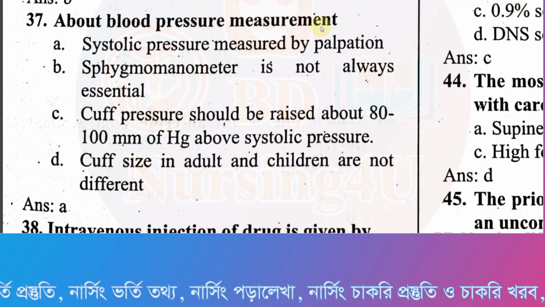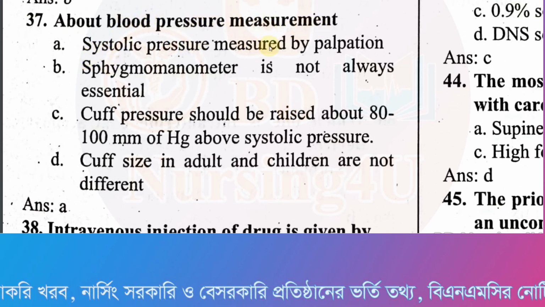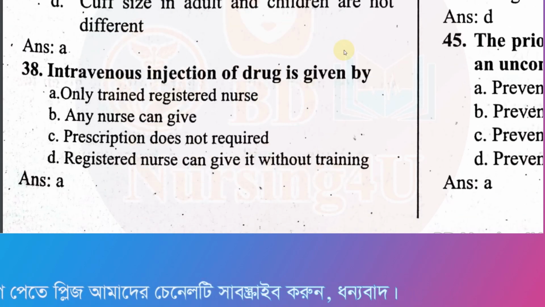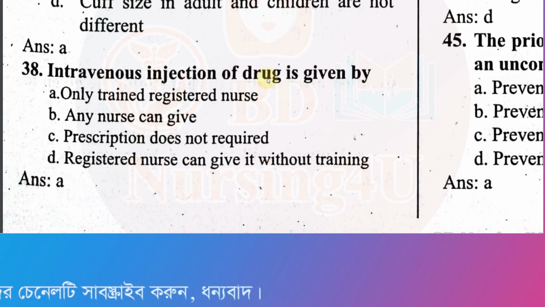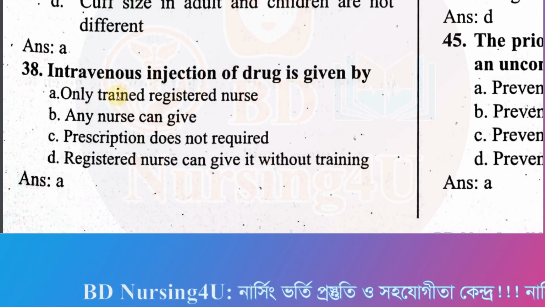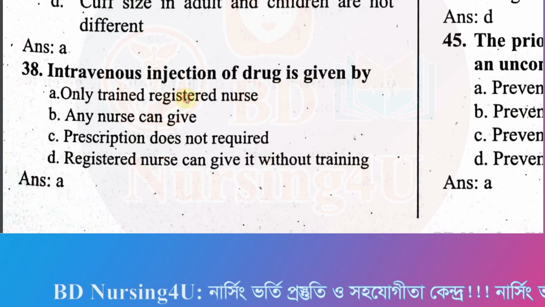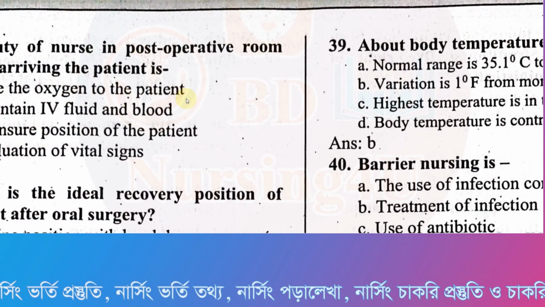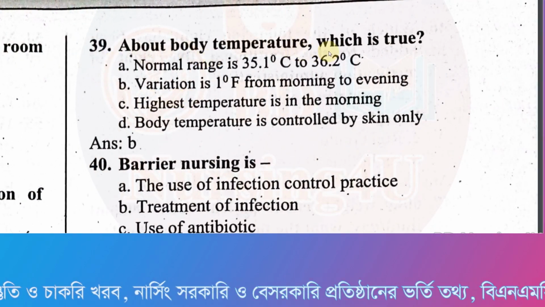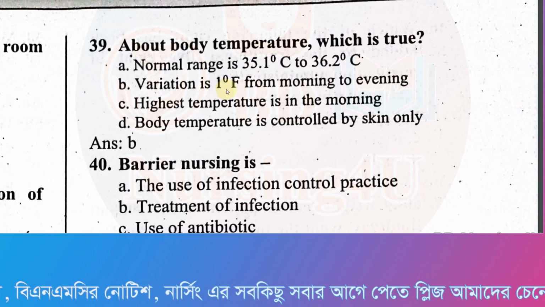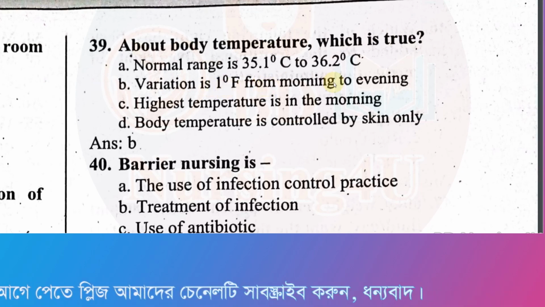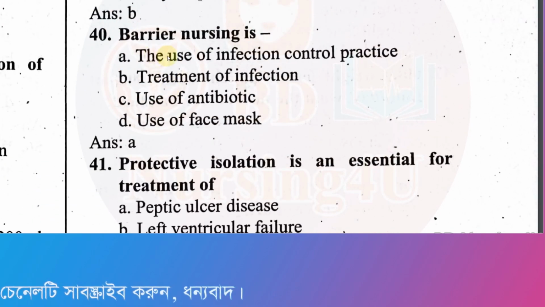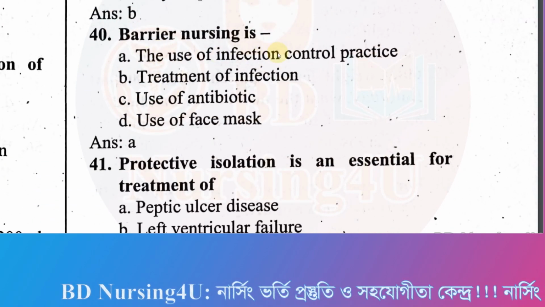About blood pressure measurement, systolic pressure is measured by palpation. Intravenous injection of drug is given only by trained registered nurse. About body temperature, which is true? Variation is 1 degree Fahrenheit from morning to evening. Barrier nursing is the use of infection control practice.